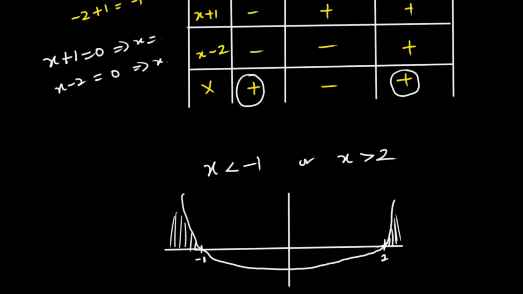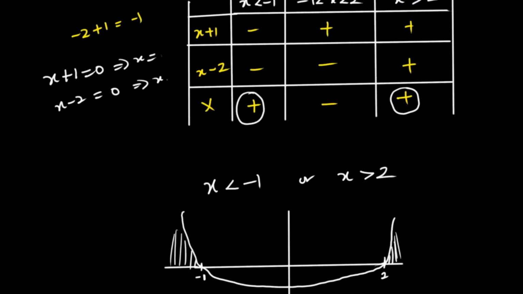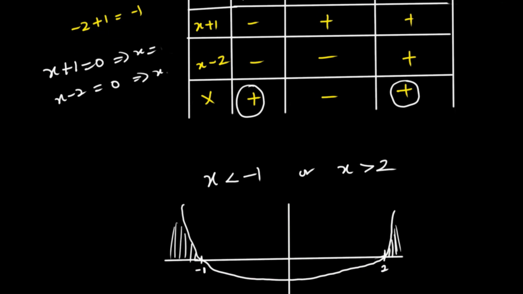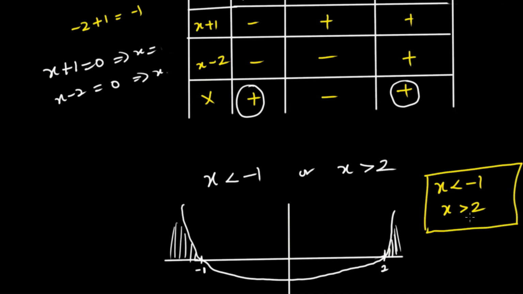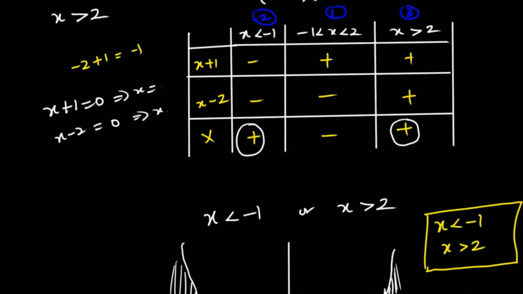So I have this to be my values, which makes the range of values which makes the function an increasing function. x less than -1 or x greater than 2. And I have the solution here. So that is simply how we can solve quadratic inequalities.